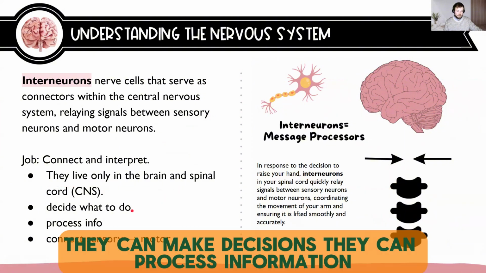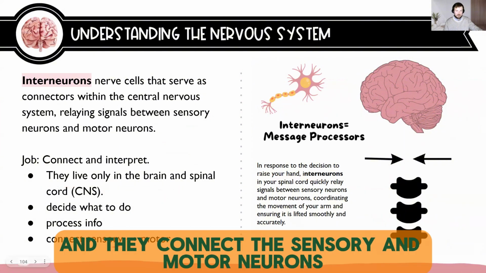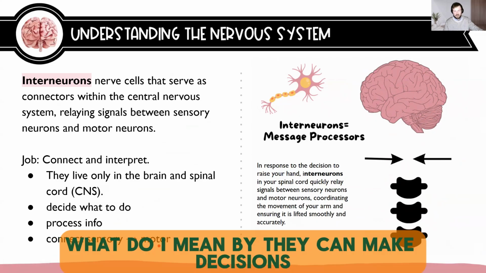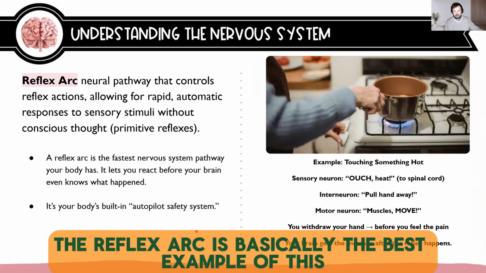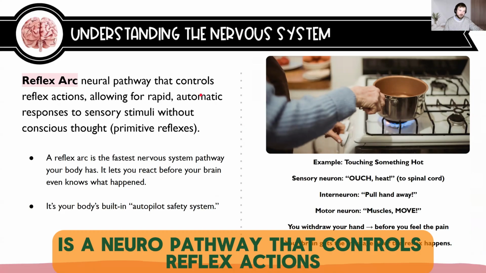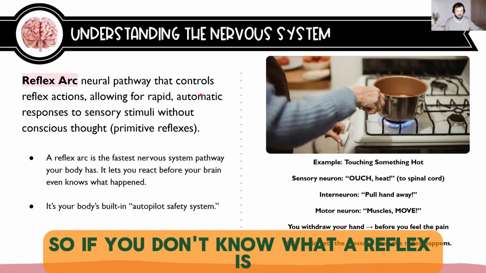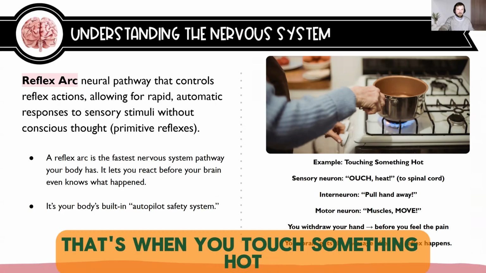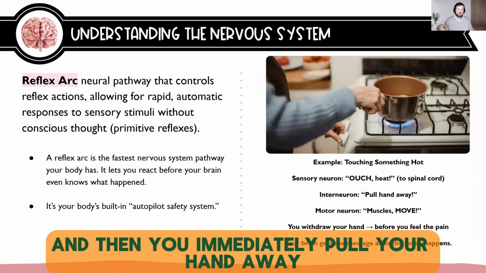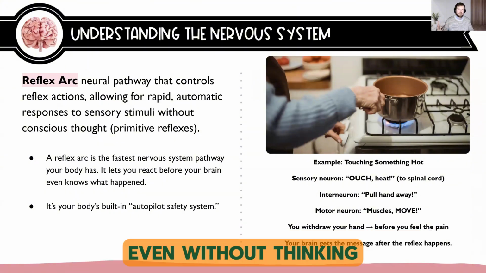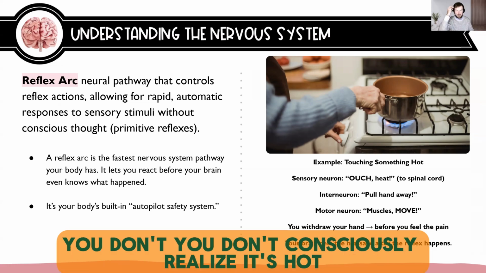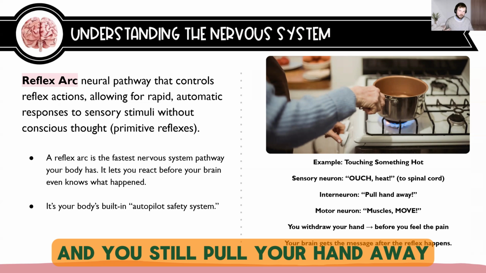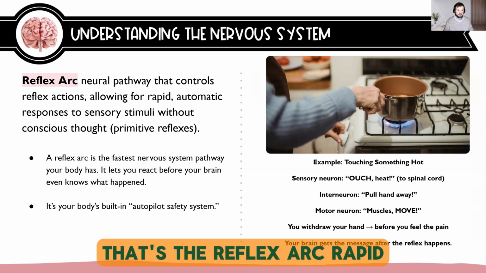So the interneurons are in your brain and spinal cord. They can make decisions, they can process information, and they connect to the sensory and motor neurons. What do I mean by they can make decisions? The reflex arc is basically the best example of this. The reflex arc is a neural pathway that controls reflex actions. So if you don't know what a reflex is, that's when you touch something hot and then you immediately pull your hand away. Even without thinking or having any conscious awareness, you don't consciously realize it's hot and you still pull your hand away. That's the reflex arc.